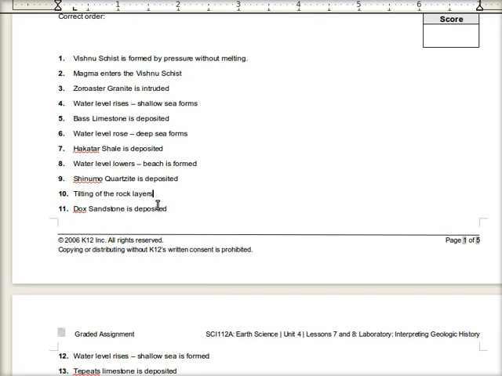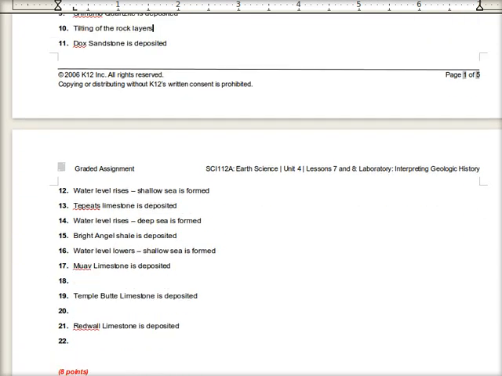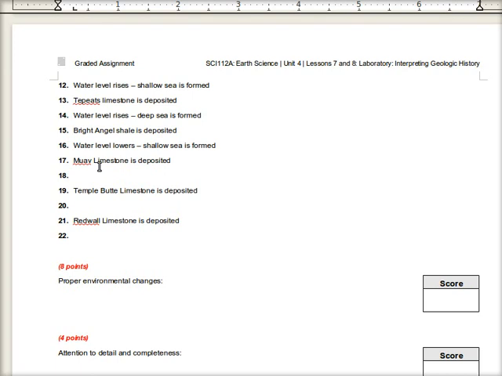Okay, so then we're still in the same place. We're still on the beach, so we're still forming sandstone. Nothing has to change until we get to the Mauve limestone. And then Temple Butte limestone, or I'm not sure how you pronounce that. Is that Butte? I think it's Butte. But anyway, what's happening in between those? It's both limestones. Let's take a look.